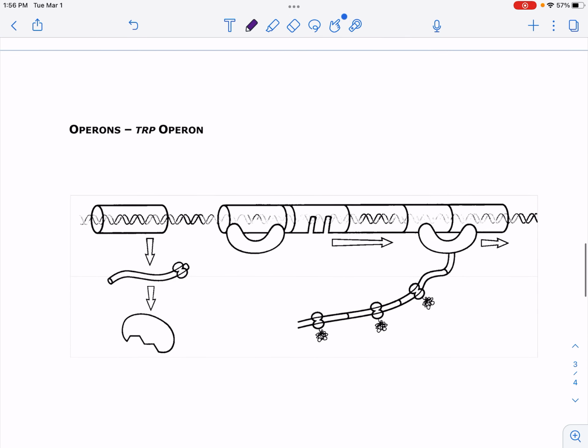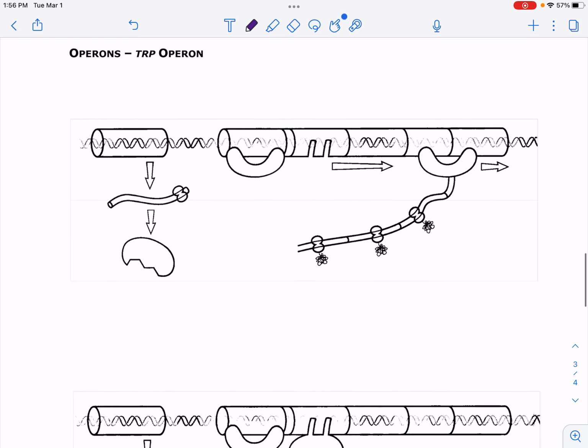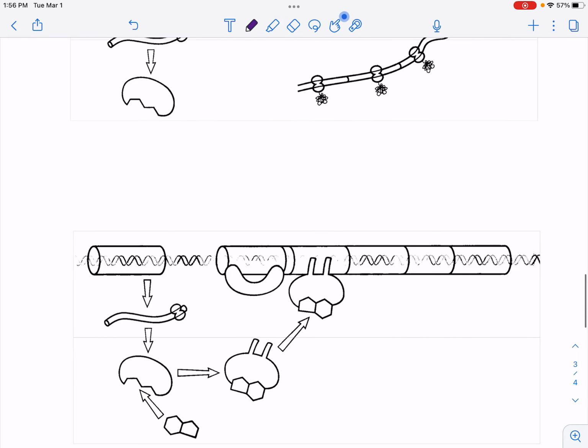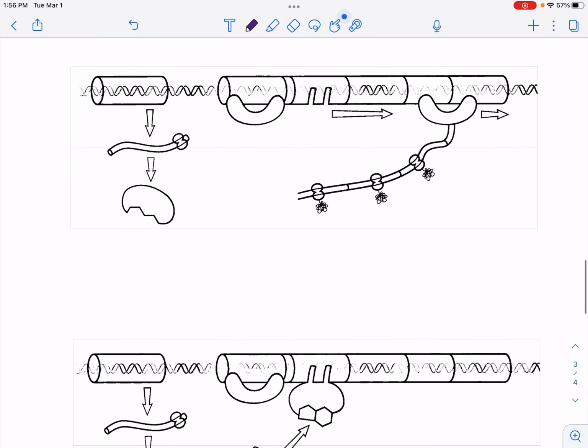Okay, and now we're going to talk about operons, and there's two types of operons. There's repressor operons and inducible operons. So the first one is what we call the trp operon, and the trp operon makes genes that code for tryptophan. So in the presence of tryptophan, which is down here, we're going to repress it, and in the absence of tryptophan, we're going to turn it on.